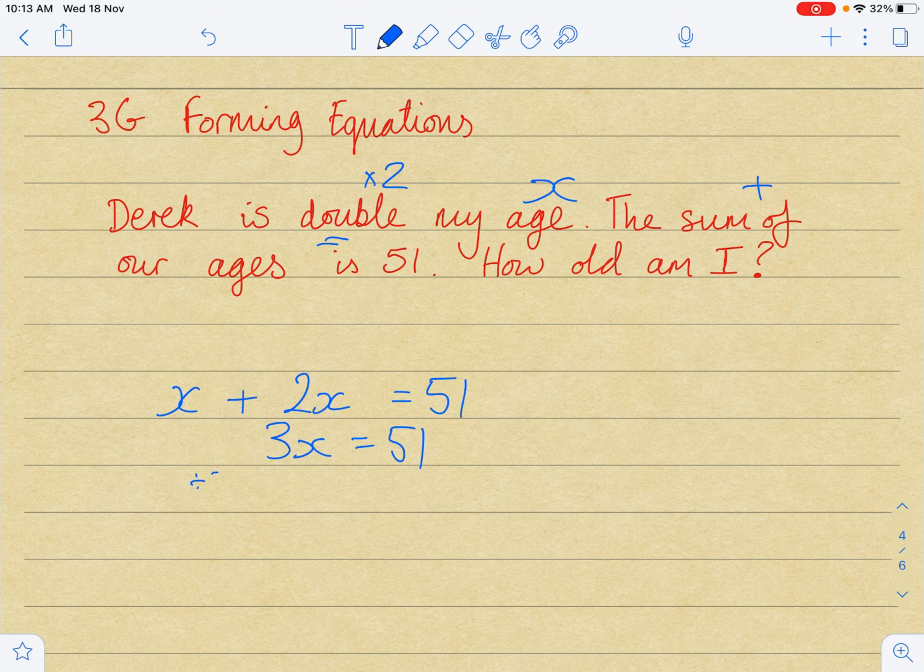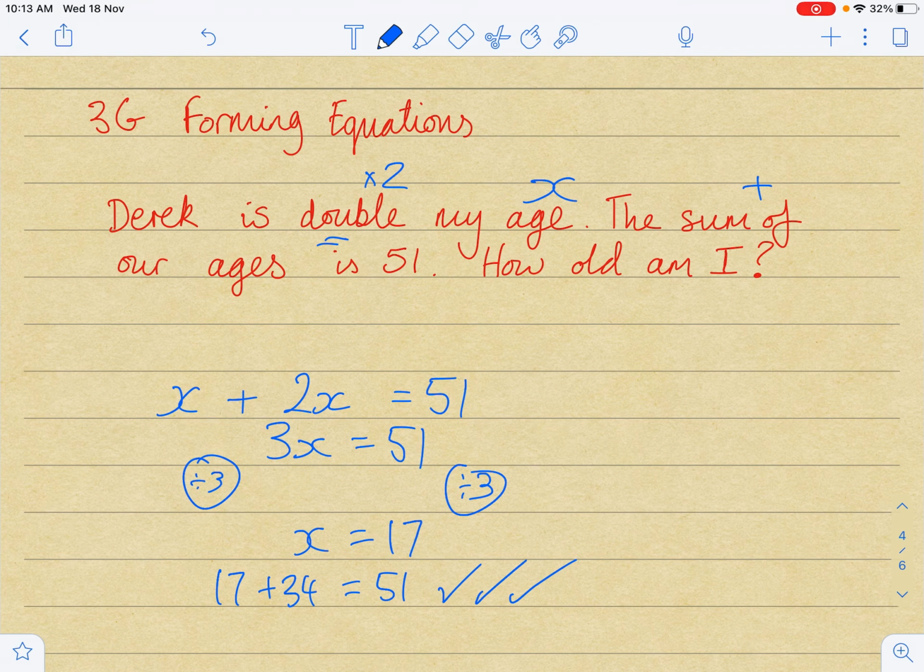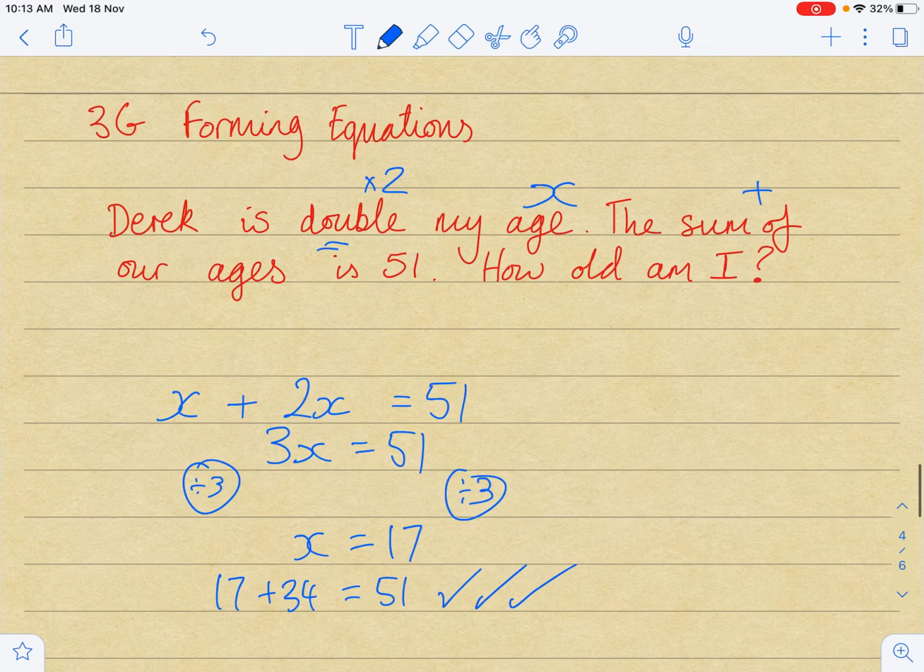And if I divide by 3, I should find out that x is 17. So my age is 17, which would mean Derek is double my age, 34. Let's just check that: 17 plus 34, does it equal 51? Yes, it does. We are correct. There we go. Forming and solving equations.